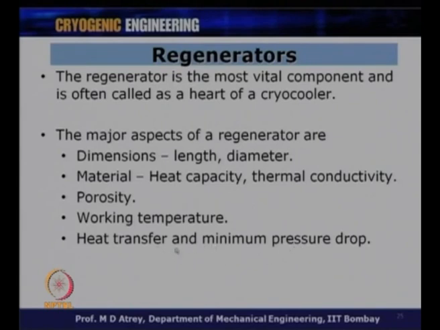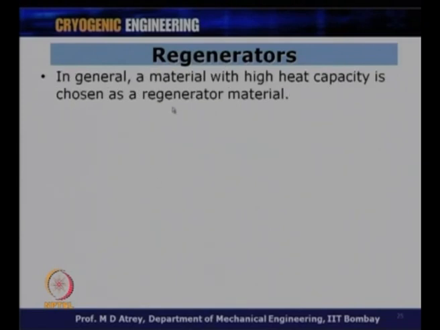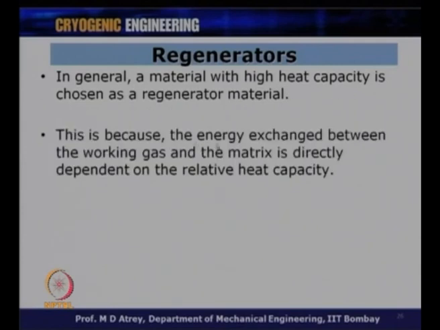Because if the regenerator has some porosity, it will have a good heat transfer, but the moment it has less porosity, it will have a very high pressure drop, and this is a very important aspect. So, in general, the material with high heat capacity is chosen as regenerator material. This is because the energy exchange between the working gas and the matrix is directly dependent on the relative heat capacity. As I just said, the heat capacity of the matrix material should be as high as possible compared to that of the heat capacity of the gas.